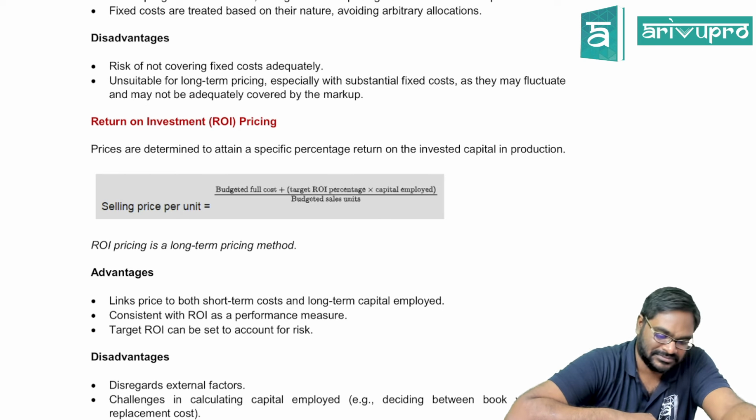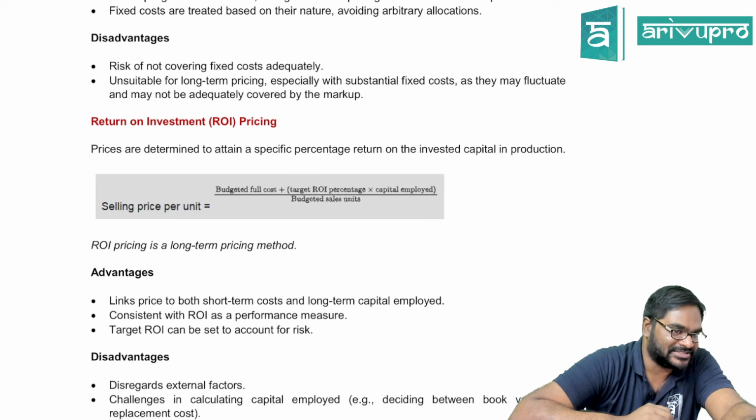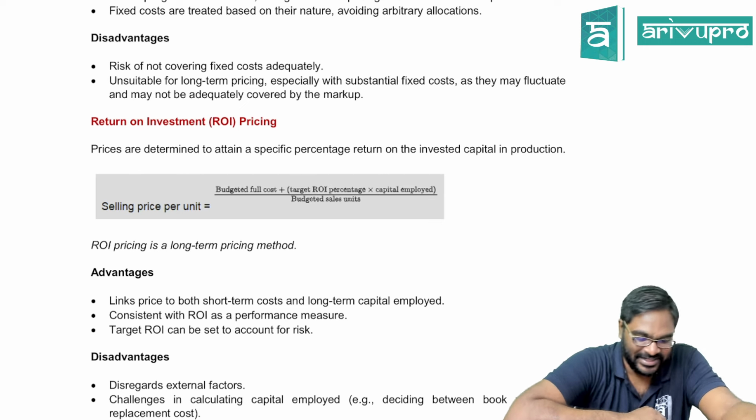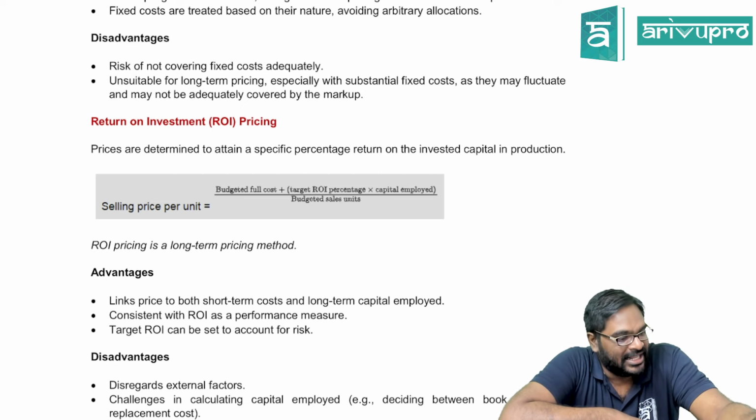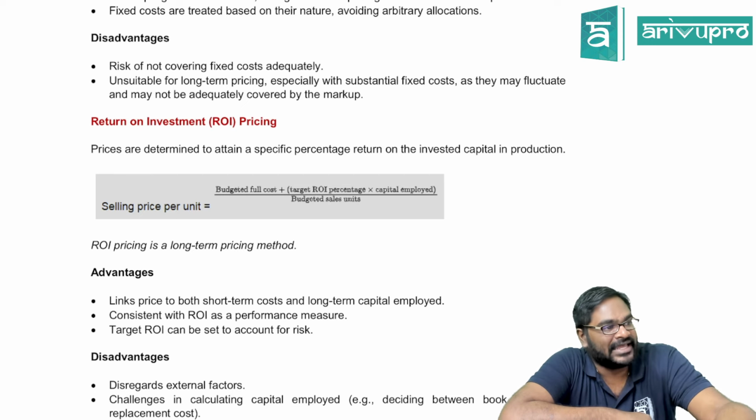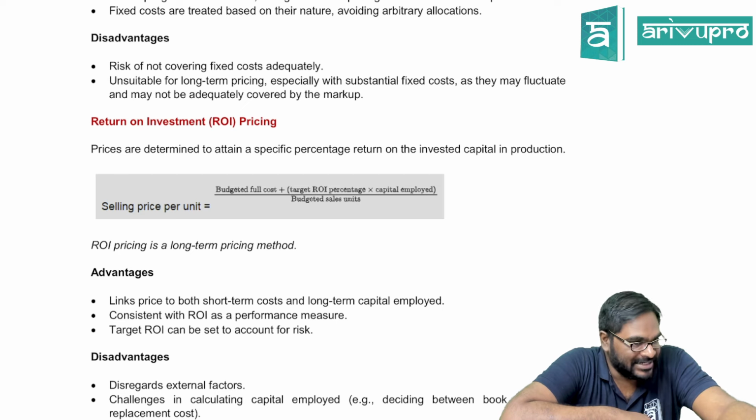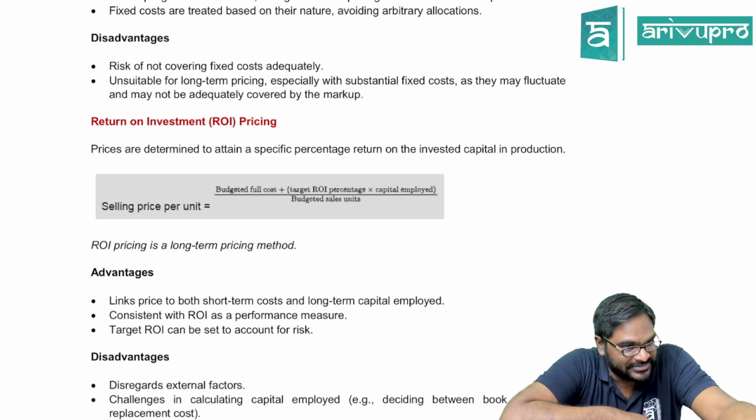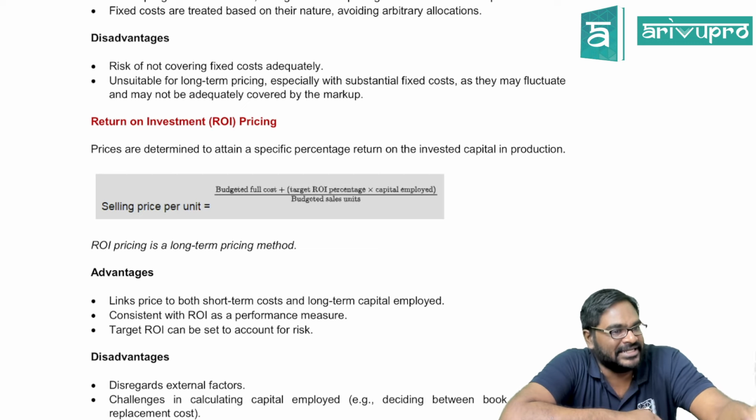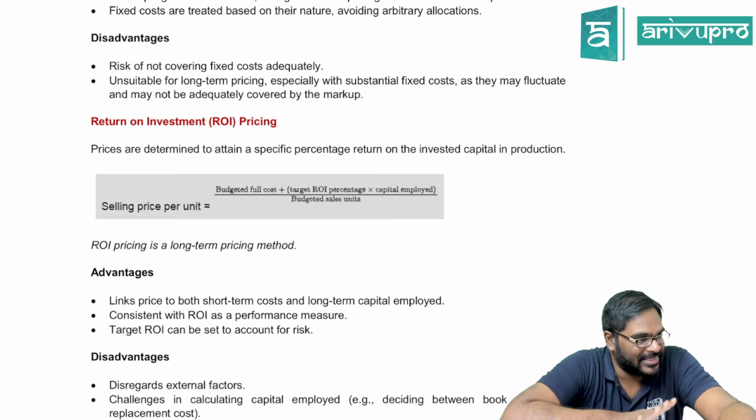Budgeted full cost is the combination of both variable cost and fixed cost. Are we okay? So simply in this case, what we do is we take the budgeted full cost and add the profit, but now the profit calculation method is not a markup. Now profit calculation would be your return on investment method. That means your capital employed into the expected ROI. Are we good? So your ROI is completely dependent on the attitude of your investors. Clear? Any doubts?